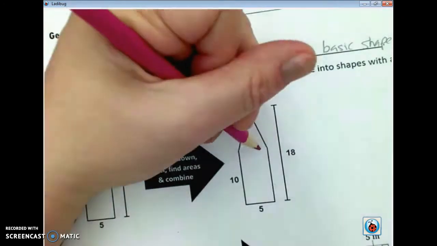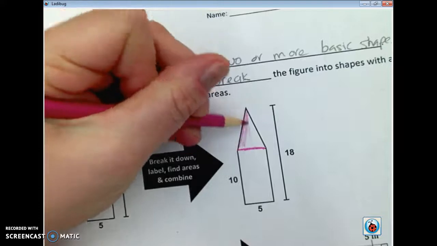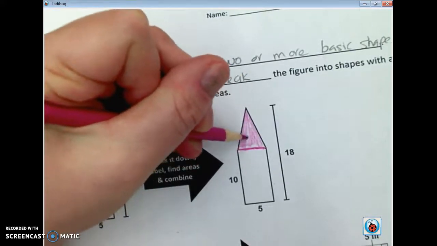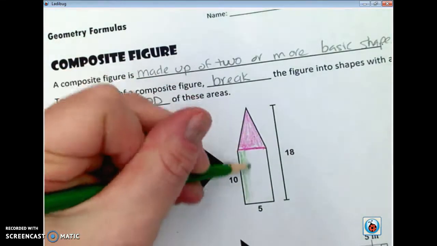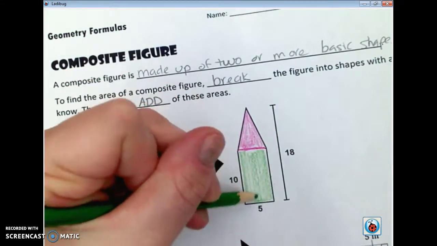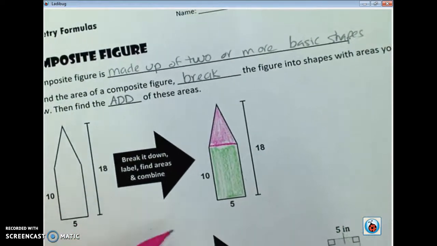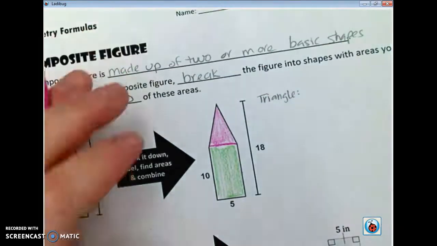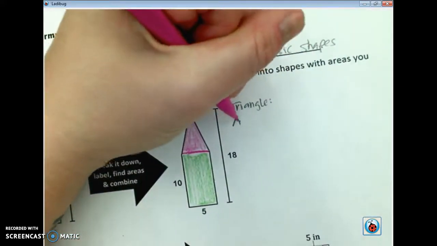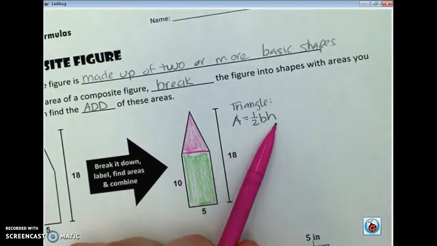In this one, I see a triangle right here. So I'm going to go ahead and color that piece in right there. And then I also see a rectangle. Now the other thing, before I get started, is I'm going to try and fill in any missing sides. Well, the first thing I need for a triangle is, let me just start with my formula. I have area equals 1/2 base times height. So I need a base and I need a height.